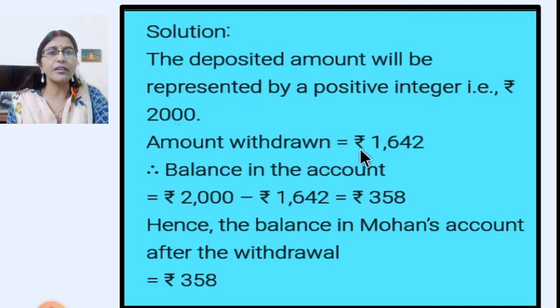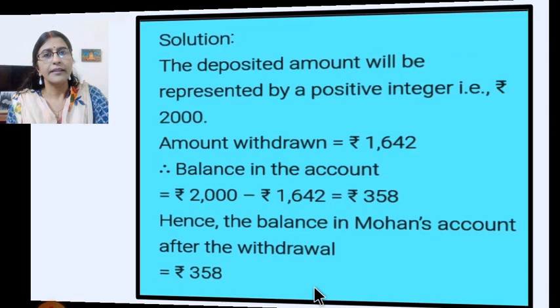Now the amount withdrawn was 1,642. Now we have to find out the balance. For finding out the balance in the account, we need to subtract these two numbers. So we'll write like this: 1,642 will be subtracted from 2,000. So 2000 minus 1642, and when we subtract these two, we get 358. Hence the balance in Mohan's account after the withdrawal is rupees 358. Now let us go to the next question.